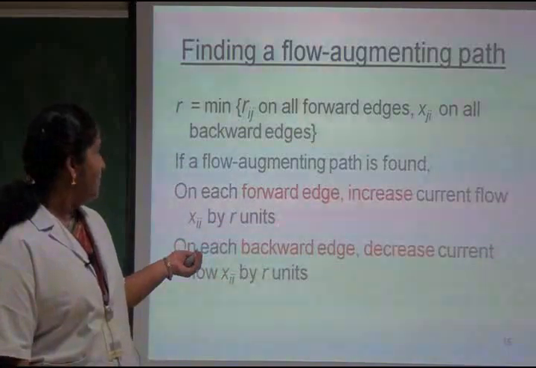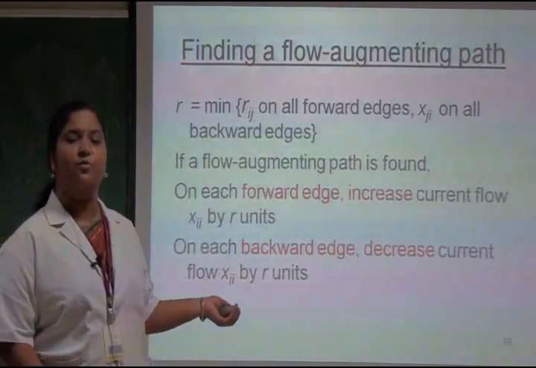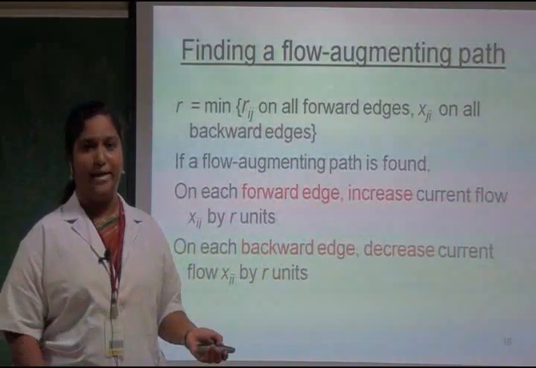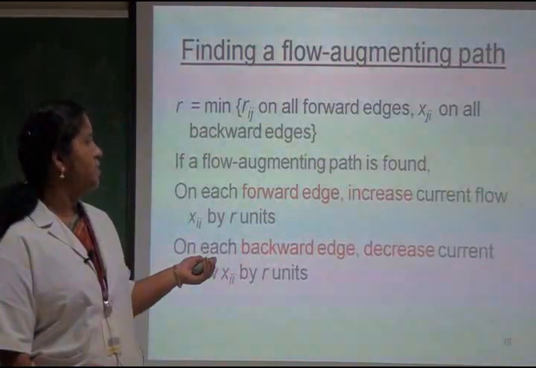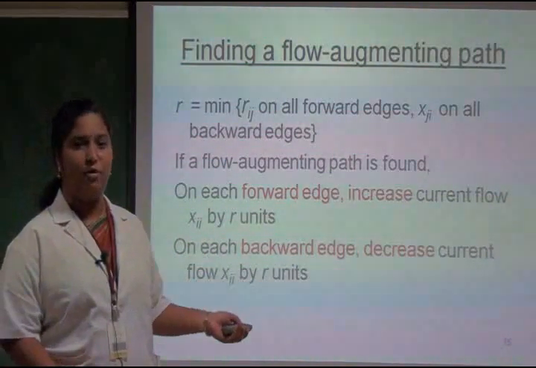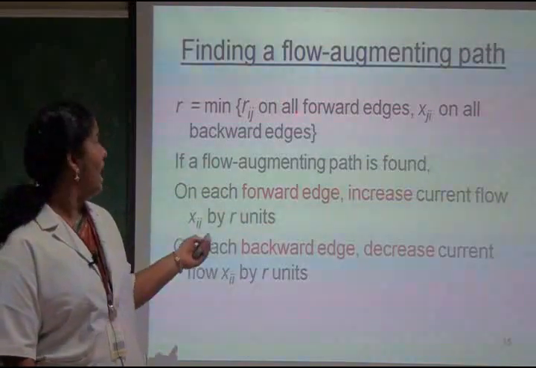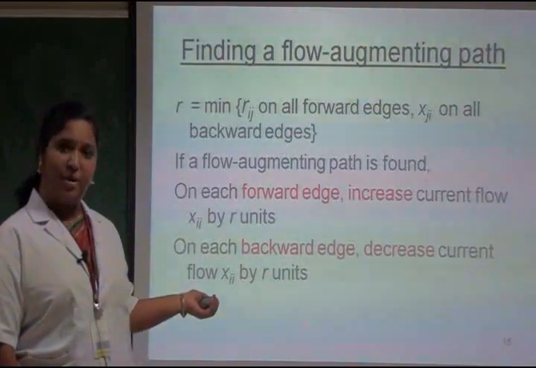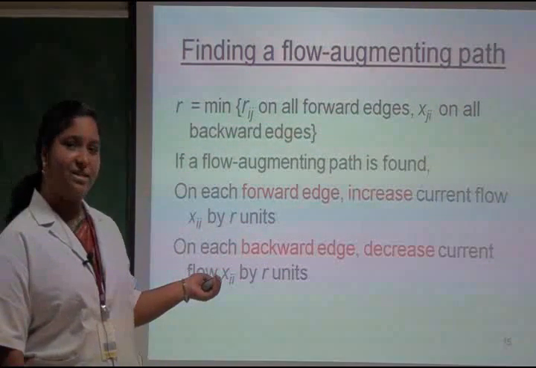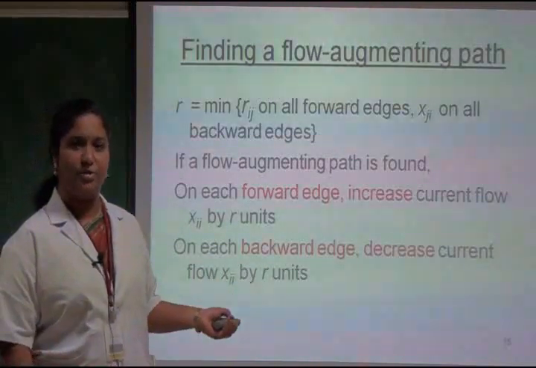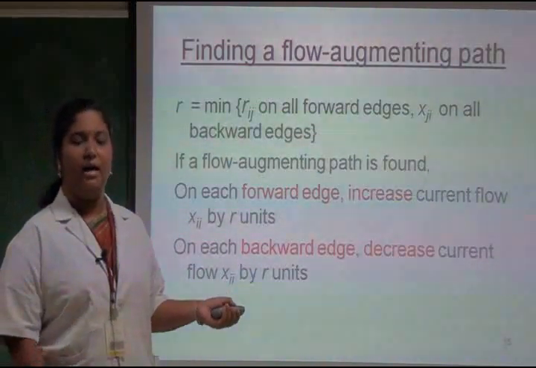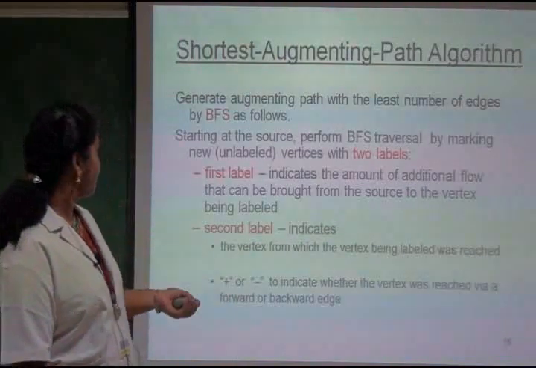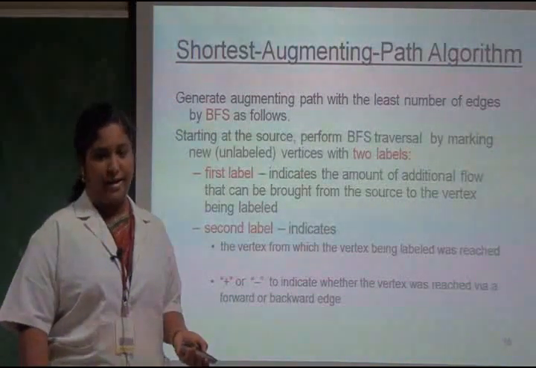And then this is for updating the flow values on all edges. So for every forward edge you have to increase the current flow by r units. So what is r? r is calculated here. And then for every backward edge you have to decrease the current flow by r units. So like this you have to update flow values on all edges. And then this is the general algorithm.